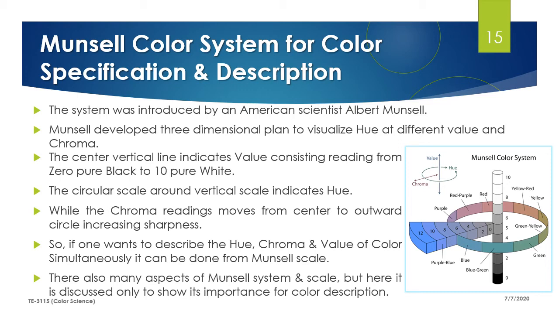Then there are many other aspects of the Munsell color system, but the purpose of describing the Munsell color system here is only that it can describe the hue, value, and chroma of a color visually at a time.